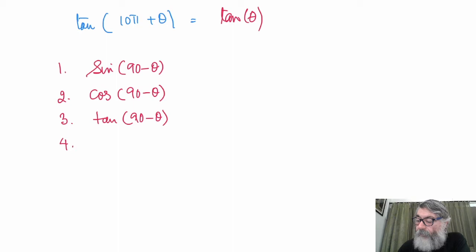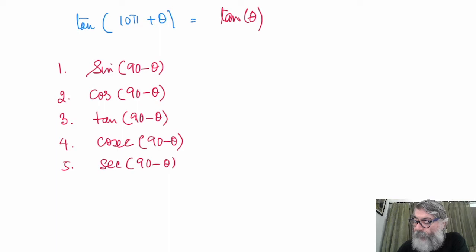Sorry, I'll change the color. Okay, doesn't matter. Then cosec 90 minus theta, sec 90 minus theta, and cot 90 minus theta.